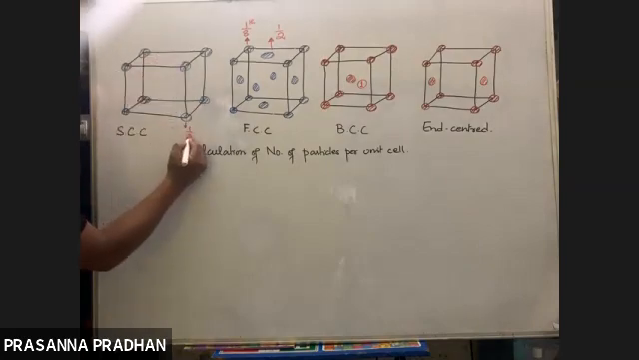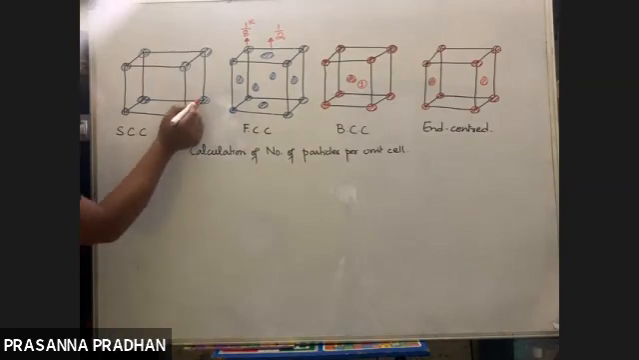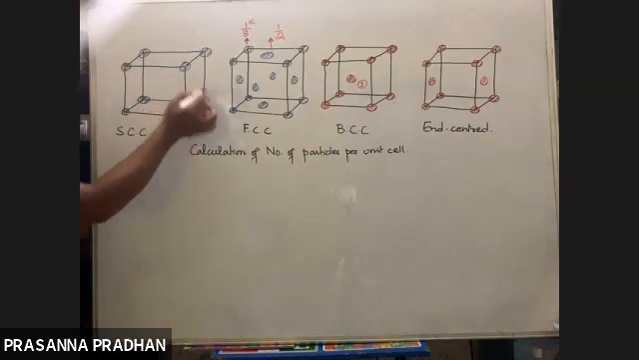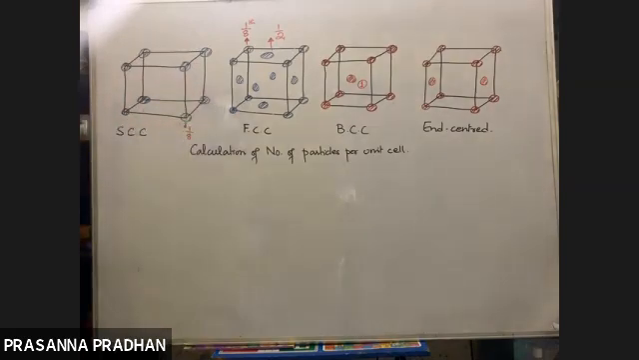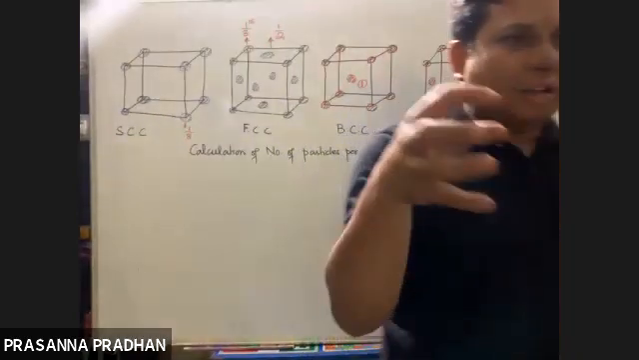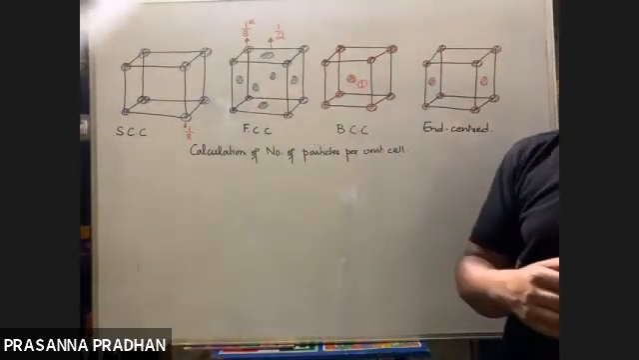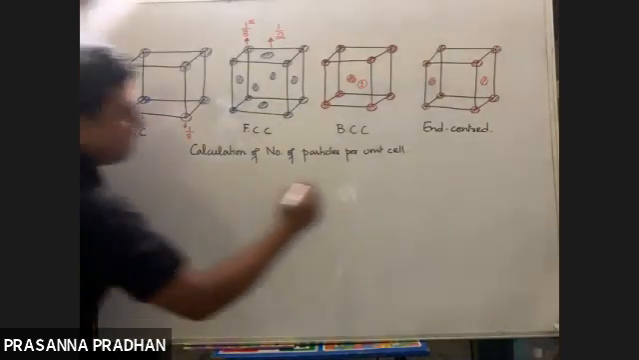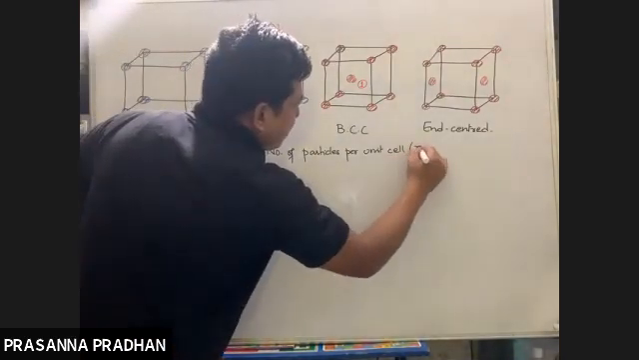1/8, 1/8, 1/8, 1/8, 1/8, 1/8, 1/8, 1/8. So if you add 8 times 1/8, how much will you get? 1. So total, combining all the 1/8 contributions, in a simple cubic cell there is one particle per unit cell. Number of particles per unit cell is denoted by the letter Z.